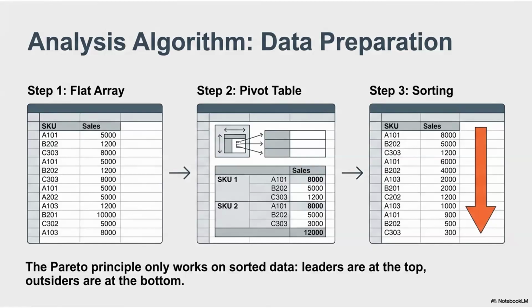The third step is critically important for the entire methodology: sorting the obtained values in descending order. It is necessary to understand that the Pareto principle in logistics works exclusively on ordered data. Only when the leading items are at the top of the table and the outsiders are at the bottom do we get the opportunity to correctly calculate the shares and identify the target groups. Without prior sorting, further mathematical calculations will have no practical meaning.